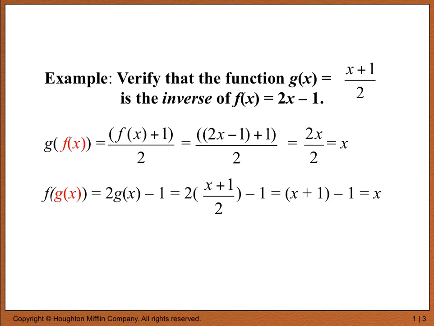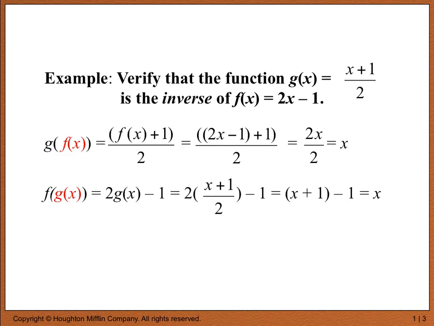The converse is also true. If g of x undoes f of x, well, f of x also undoes g of x. All right, so f of g of x would be 2x minus 1, but instead of putting x in there, we're putting g of x in there. And so we have 2 times the quantity (x plus 1) over 2, minus 1. And then that all simplifies to x.